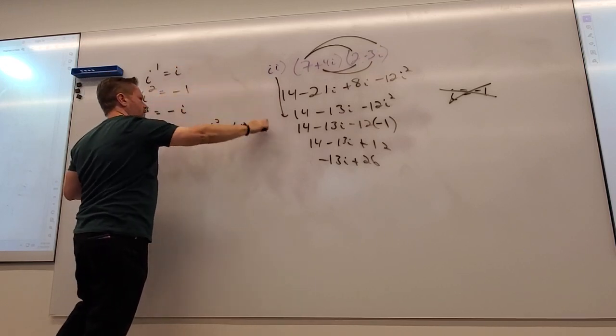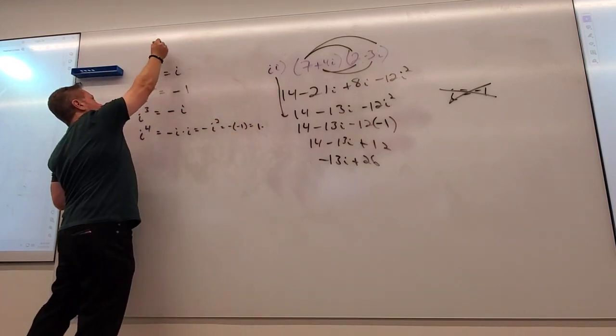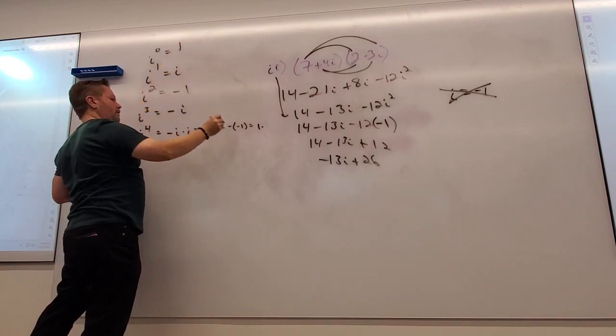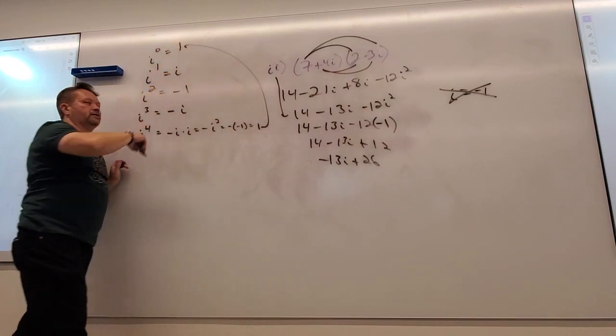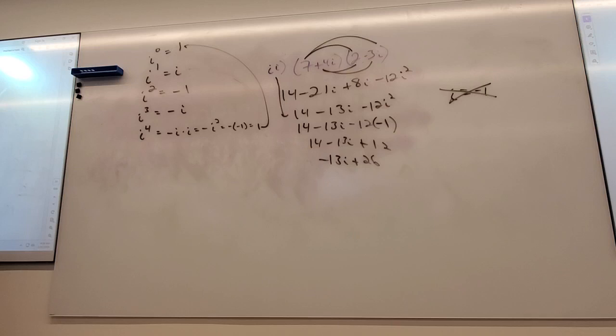I forgot one. i to the 0 is 1. So I'll come back to 1. Let me stop for a minute. You guys all remember that? Anything to the 0 power is 1 except for 0. 0 to the 0 power is funky, so we won't talk about it. You'll see that in calculus if you take it.